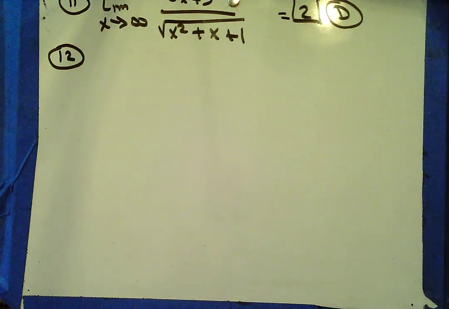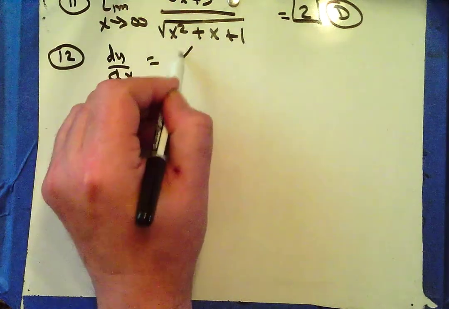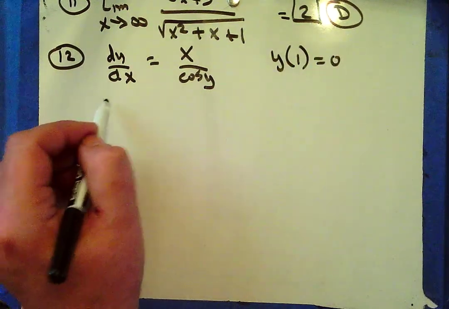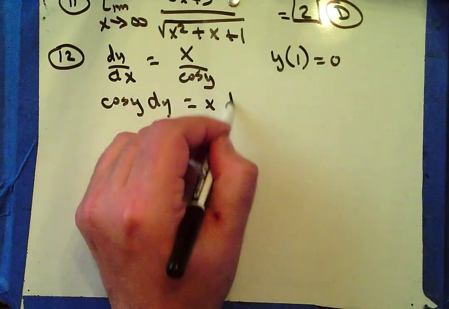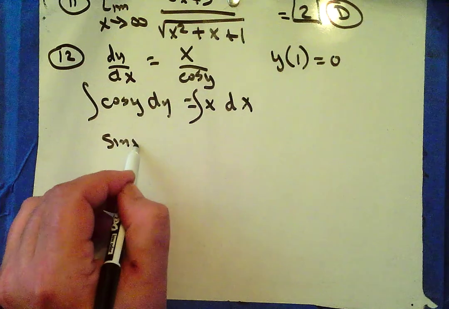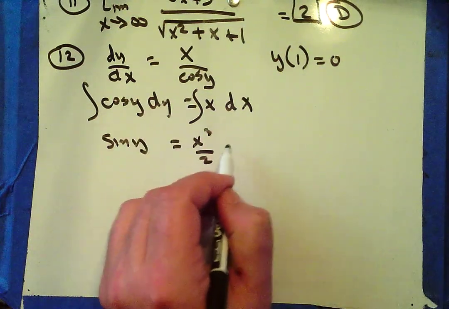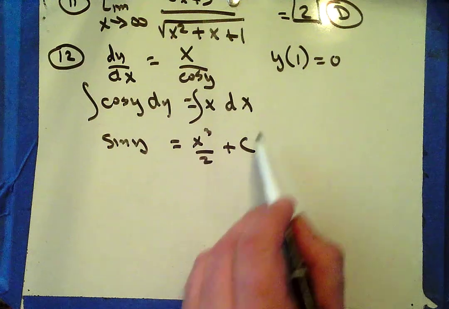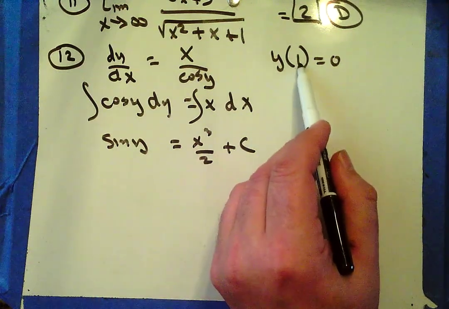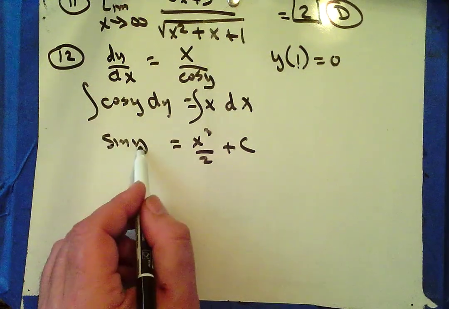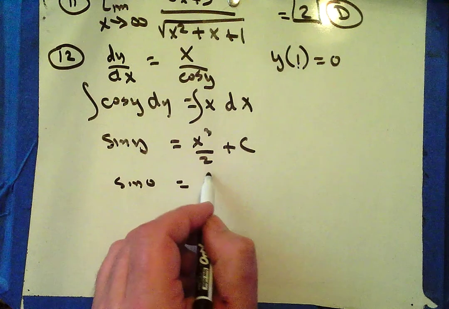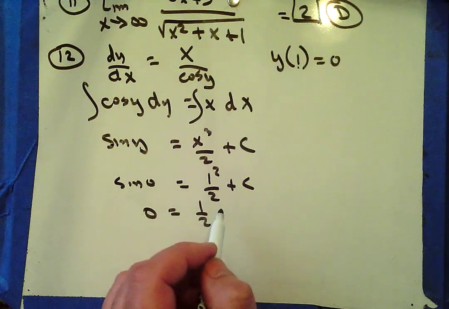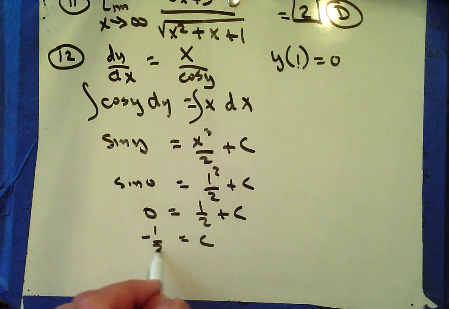12, the solution to the differential equation dy/dx equals x over cosine y, with the initial condition y of 1 equals 0. So we've got cosine y dy equals x dx. We integrate both sides. We get sine y equals x squared over 2 plus c. I'm going to evaluate for c now before I do the inverse sine of both sides. I'm going to plug in a 1 for x and a 0 for y. The sine of 0 is 1 squared over 2 plus c. 0 equals 1/2 plus c, so c equals -1/2.